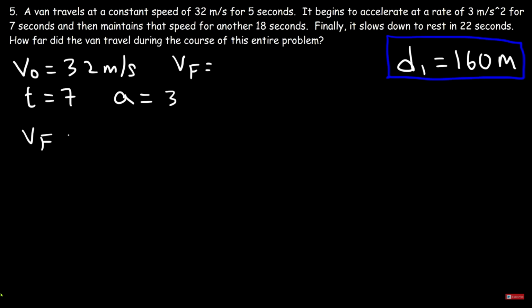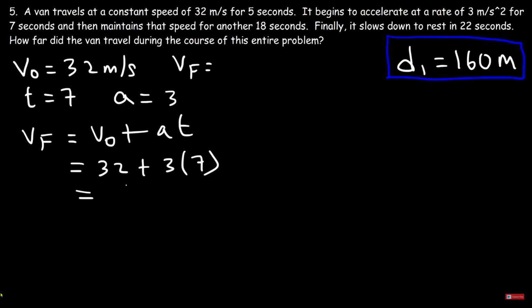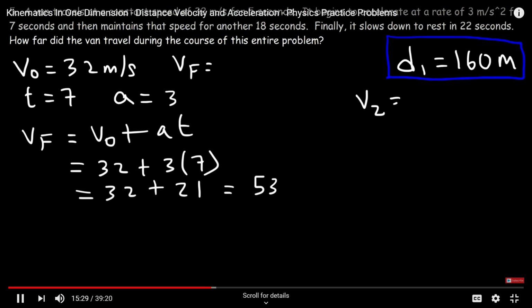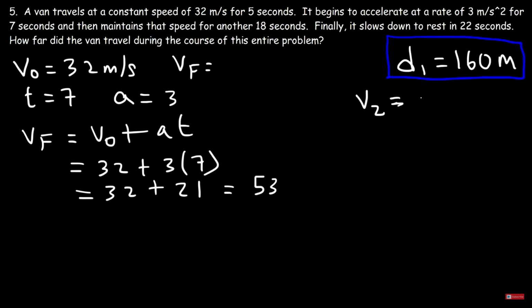So V final is equal to V initial plus AT. V initial is 32, A is 3, T is 7. 3 times 7 is 21, and 32 plus 21 is 53. So I'm going to call this V2. This is the final speed at the end of part 2. So V2 is 53 meters per second.